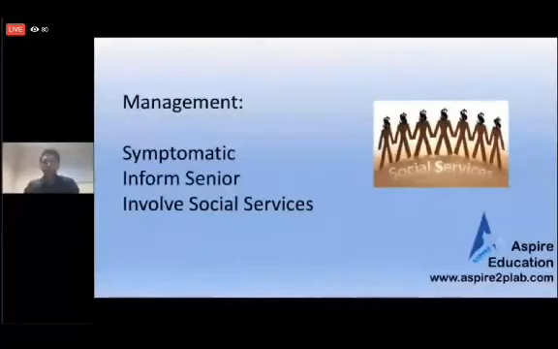So those are the first things which you can do without asking anyone. And then you have to do something about the NAI. So what do you do for NAI? You always take your senior support in disclosing and involving the next people for NAI management. So you always inform your senior about this, and he is the one who can diagnose it as non-accidental injury. And then you involve social services.